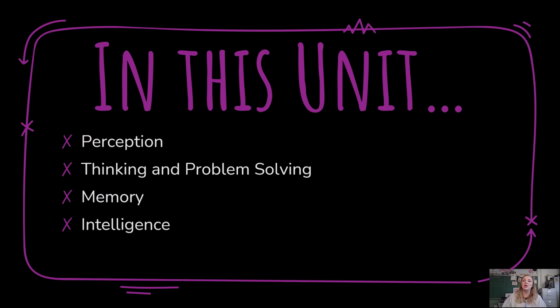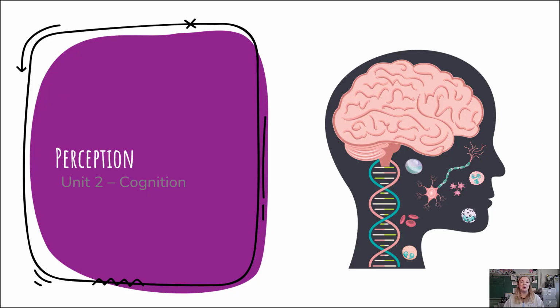So in Unit 1, we looked at the biological aspects of behavior. So all of the physical structures inside of our body that allow us to behave a certain way. In this unit, we're going to be looking at what's happening inside of those physical structures. So what's happening inside of our brain, how we are processing this information and making sense of our world around us. So to start, we are going to talk about perception.